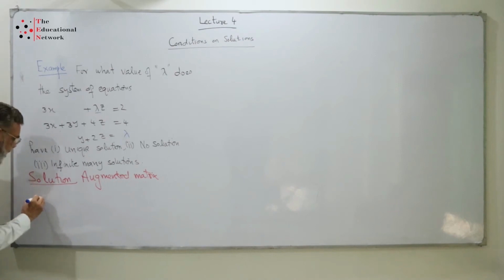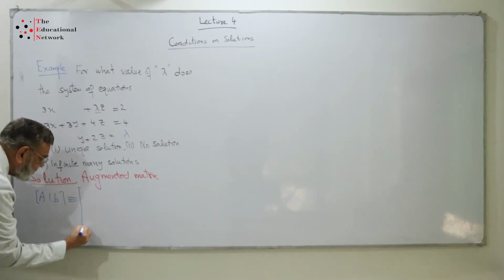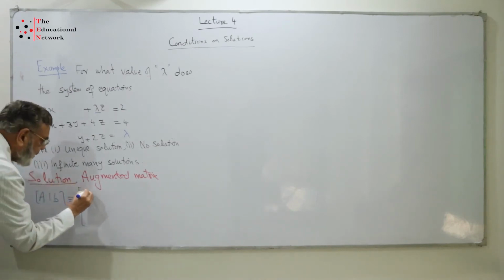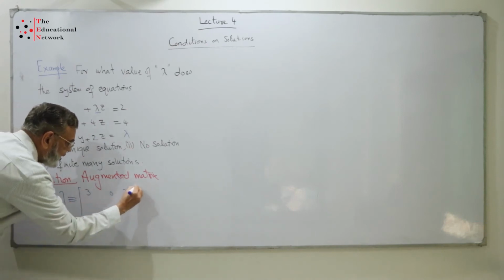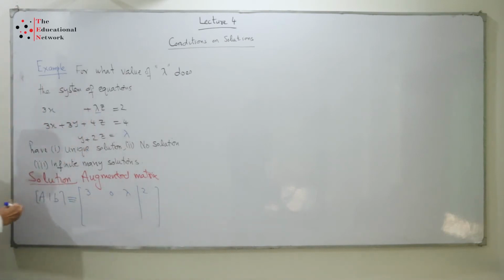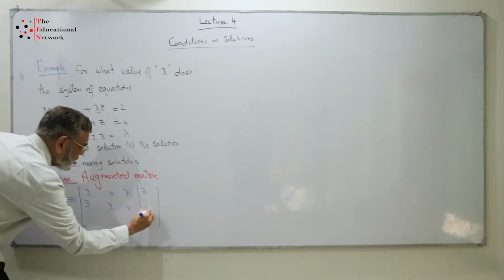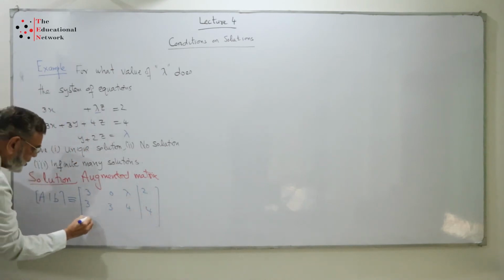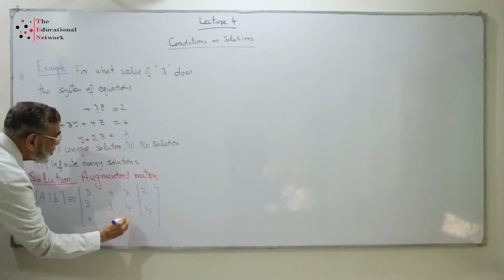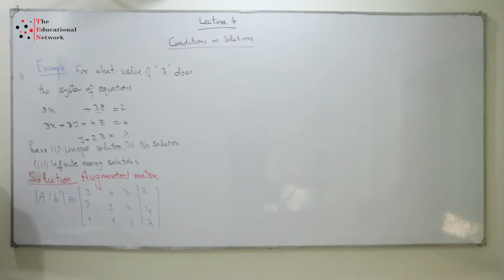So we write the augmented matrix. A is the matrix of coefficients and B is the matrix of constants, and we write it. We are having here, this one is 3, 0, lambda, and on the right hand side the constant is 2, and the coefficients here are 3, 3, and 4, and here the value is 4, and in the last row we get here 0, 1, 2, and lambda. So these are our 3 equations which we are going to solve to get the result.